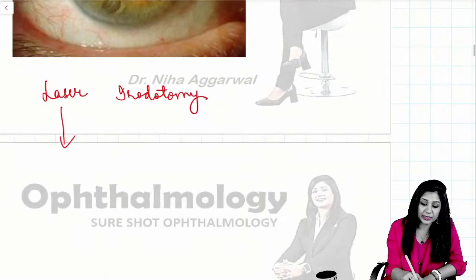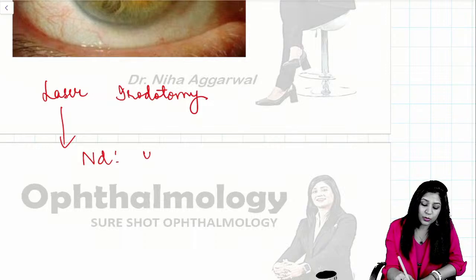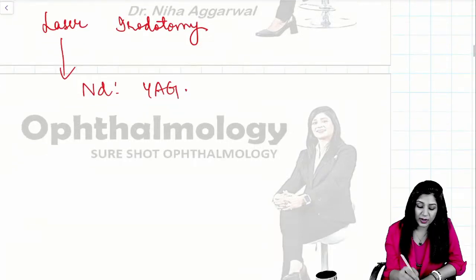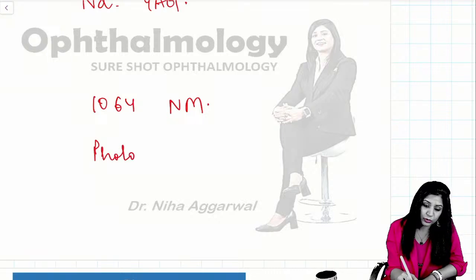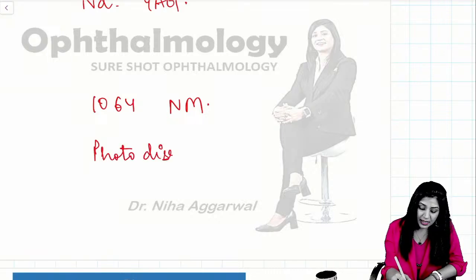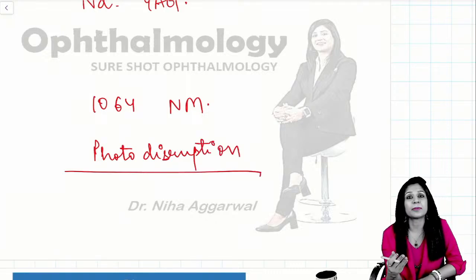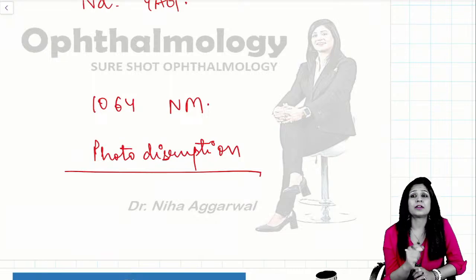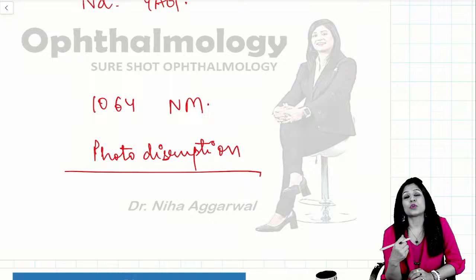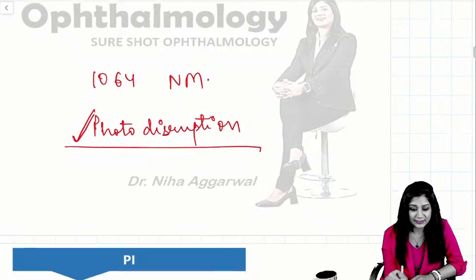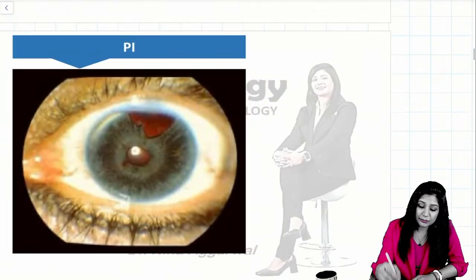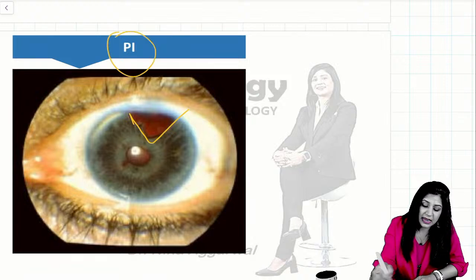It is again the most commonly used laser. Yes, Nd:YAG laser. Most commonly used laser is the Nd:YAG laser, 1064 nanometer, and the mechanism here is photodisruption. We have different kinds of lasers having different mechanisms. Photodisruption is there, photocoagulation is there, photoablation is also there, and here we are using photodisruption and the YAG laser.